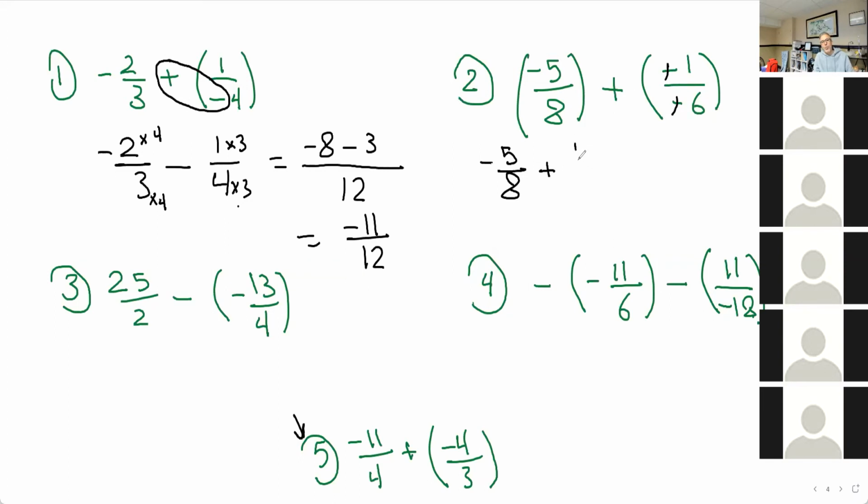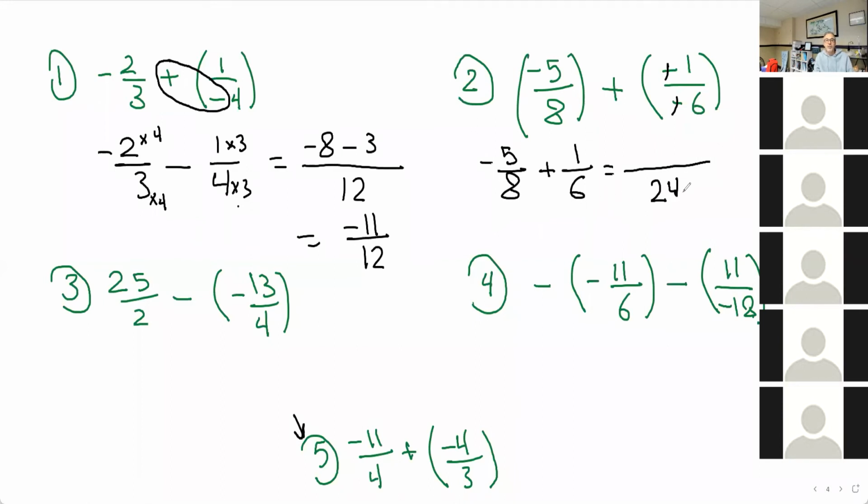plus 1 over 6, which gives me the common denominator here. You go to the big number. So 8, 6 doesn't go into 8 evenly. So you go to the next multiple of 8, which is 16. 6 still doesn't go into 16. The next multiple of 8 after 16 is 24. So that's my common denominator.